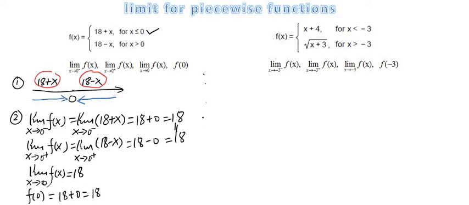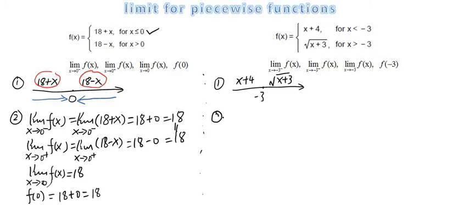Now let's take a look at the second example. We're gonna follow the same strategy. The first step, we draw the x-axis, and we have the breakpoint, right? -3, because at x equals -3 we break this function into two pieces. So when x is less than -3, we have x plus 4 on the left hand side. When x is greater than -3, we have square root of x plus 3.